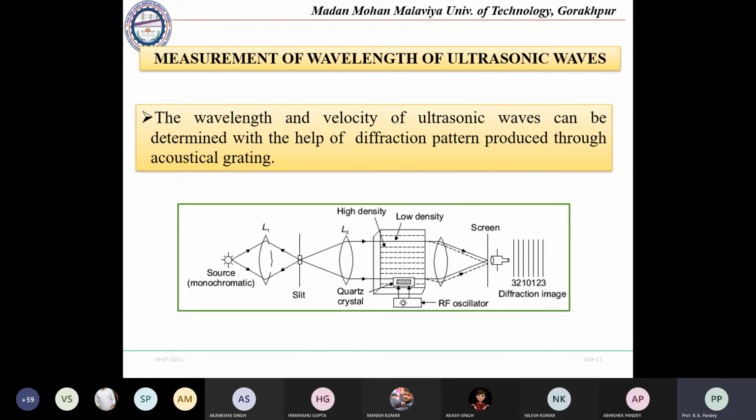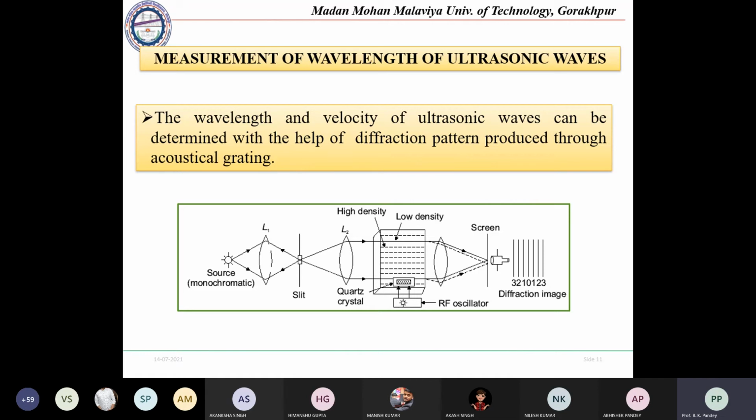Then what we are getting, as soon as these ultrasonic waves pass through this liquid column, due to its frequency and wavelength, there is a lower density and a higher density of the liquid in the column. At some places there is rarefaction, and at some places there is a denser medium, and this is formed just like a grating, which you might have seen in the engineering physics laboratory.